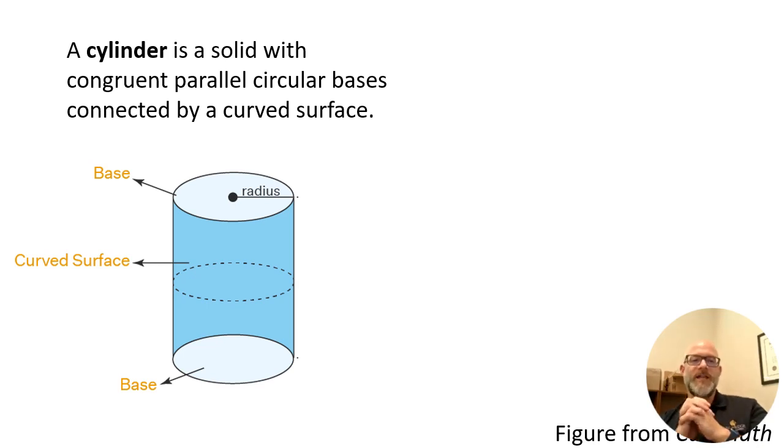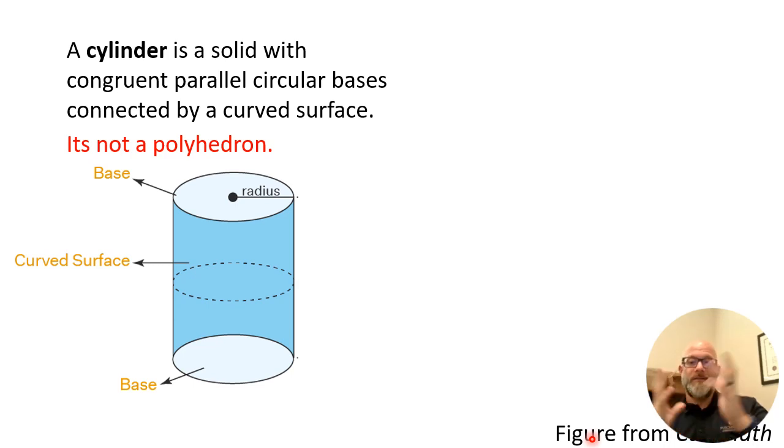A cylinder is a solid with congruent, parallel, circular bases, and then a curved surface. Okay, it's not a polyhedron. Why? The surfaces are not flat, and they're not polygons.